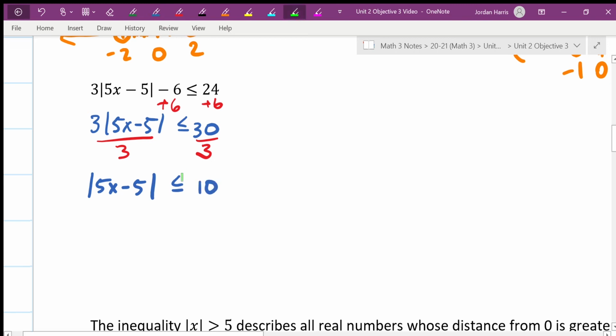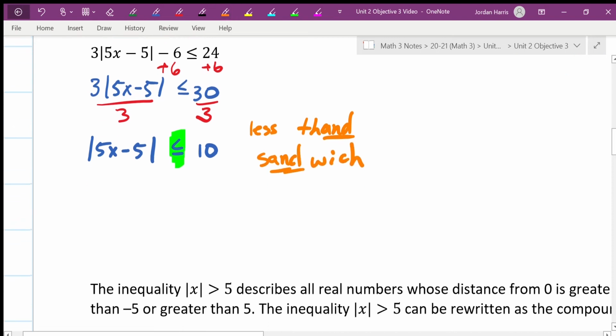So now I look at the symbol. It's less than. You make a sandwich. Once again, I know it's silly and weird, but hoping that you can remember how to solve these. Less than, make a sandwich. So -10 is less than or equal to 5x minus 5 is less than or equal to +10. We go through the same steps. This time I'm going to add 5 to everything first.